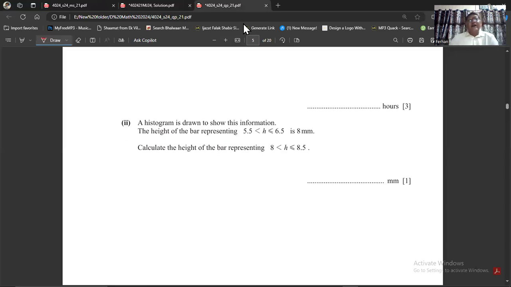Now the question is, a histogram is drawn to show this information. The height of the bar representing the class which is from 5.5 to 6.5 is 8 millimeter. Calculate the height of the bar representing the class which is from 8 to 8.5. So very easy. When you draw the histogram, you draw them with the help of the frequency density. So we can calculate the frequency density of this class, and we can also calculate the frequency density of this class.